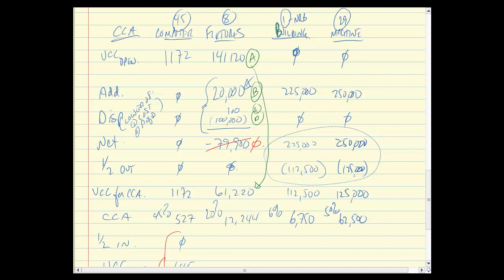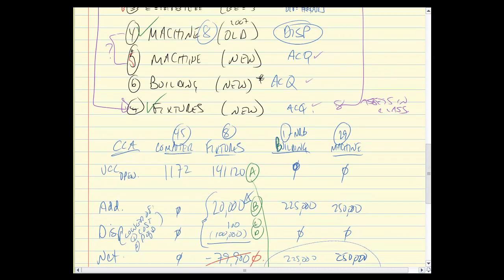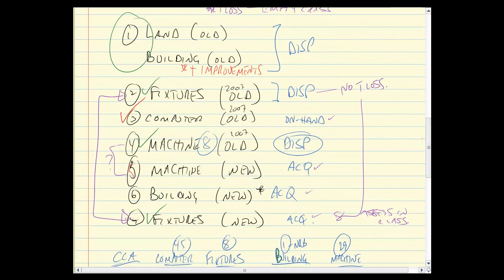We did it, I think. Let's make sure we did. Is there anything else that might have had CCA on it? So that's the new machine, that's the new building. So this gets disposed in the year. This land and building gets disposed. So we know there's no CCA on the land. On the building, we know that in the year of disposition, if the asset class is going to be empty, there will not be any CCA from that building. So we know we're done our CCA.